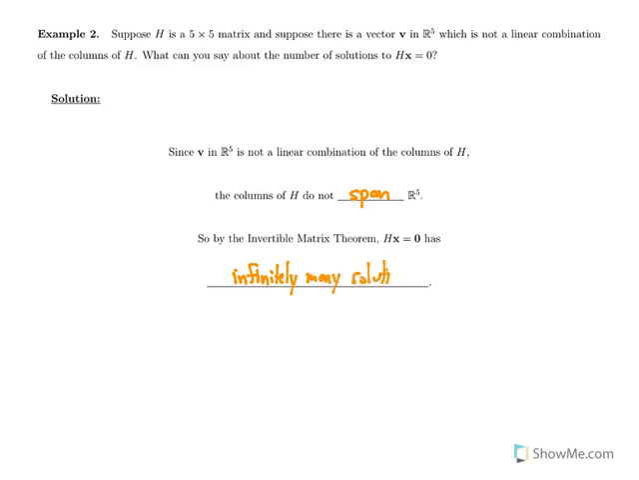Remember that this homogeneous system has either the one trivial solution or infinitely many, and the big theorem that we talked about in this section says that if the columns of H do not span R5, that means everything in that theorem is false, including Hx equals 0 has one solution. Therefore, we have infinitely many.